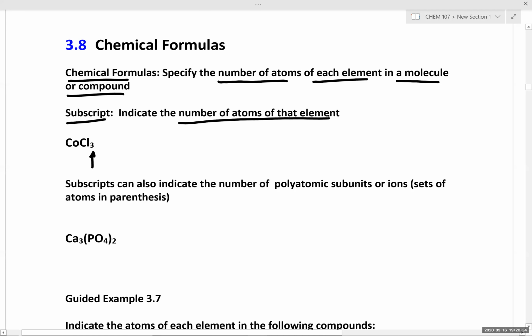So for example, COCl3, we know that we have 1 cobalt atom. Note, subscripts of 1 are implied. So we have 1 cobalt atom and 3 chlorine atoms, because we have a subscript of 3 for chlorine. Does that make sense?